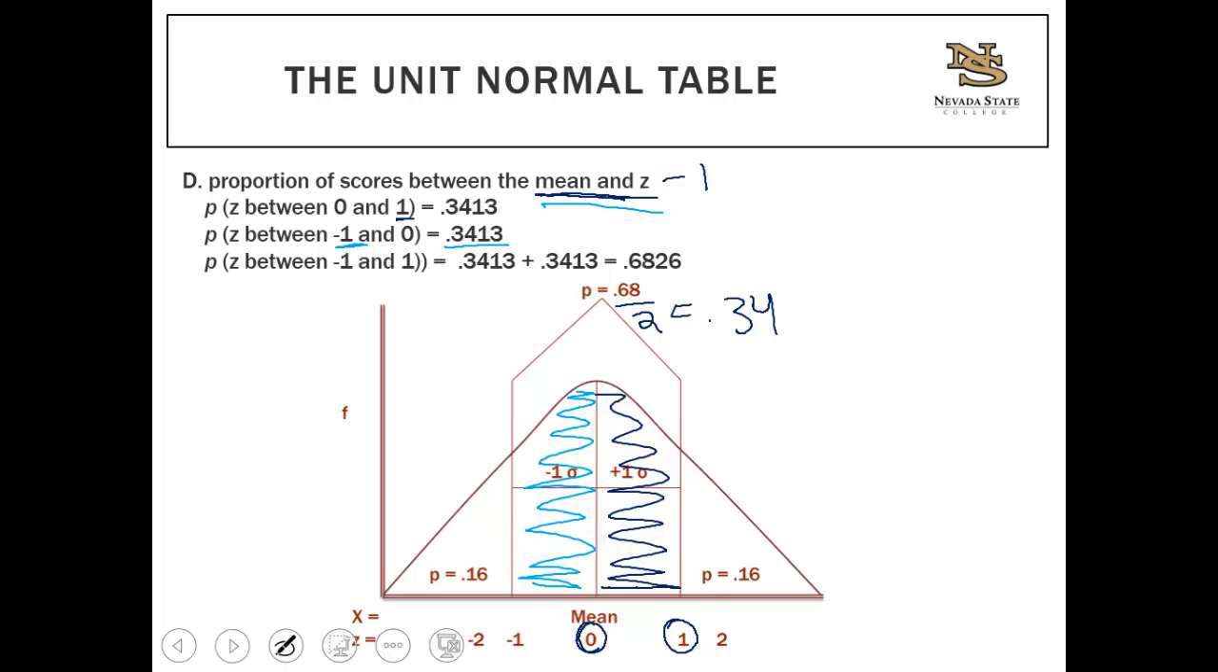Now, to confirm this value here, this 0.68, you can add these two guys together. So we've got the proportion between the mean and a z-score of -1 plus the proportion between the mean and a z-score of 1. So that would capture all of this, right? You're adding those two together, and you get 0.6826, which is within rounding error of our lovely middle 68% of scores are within 1 standard deviation of the mean.